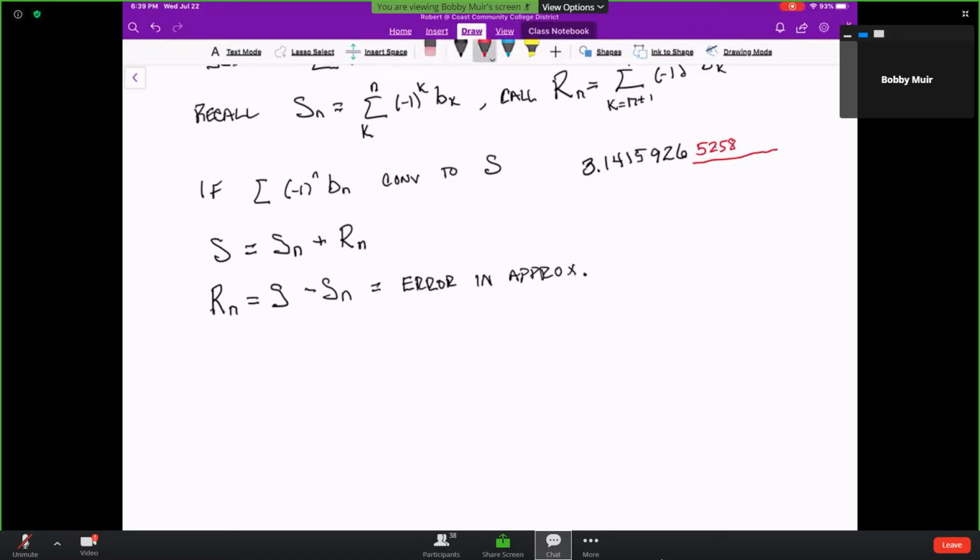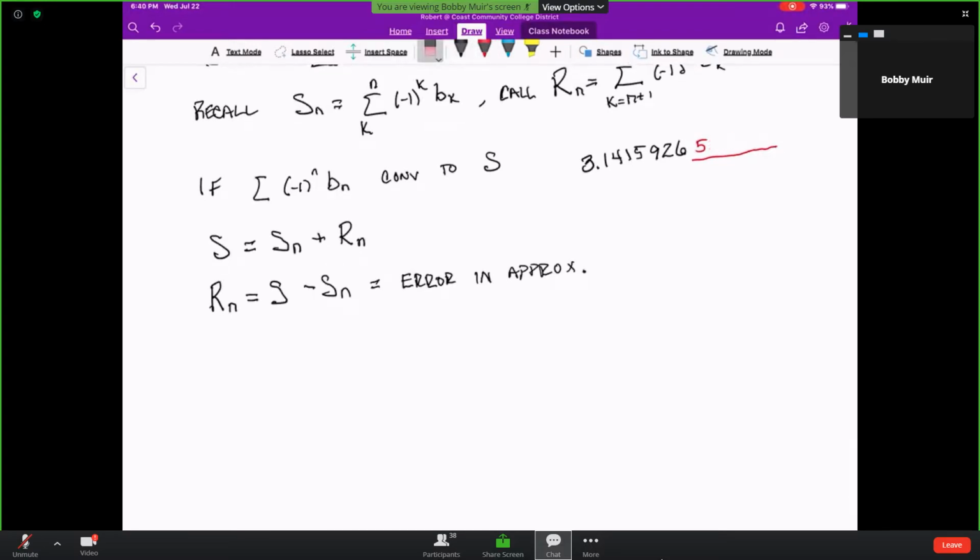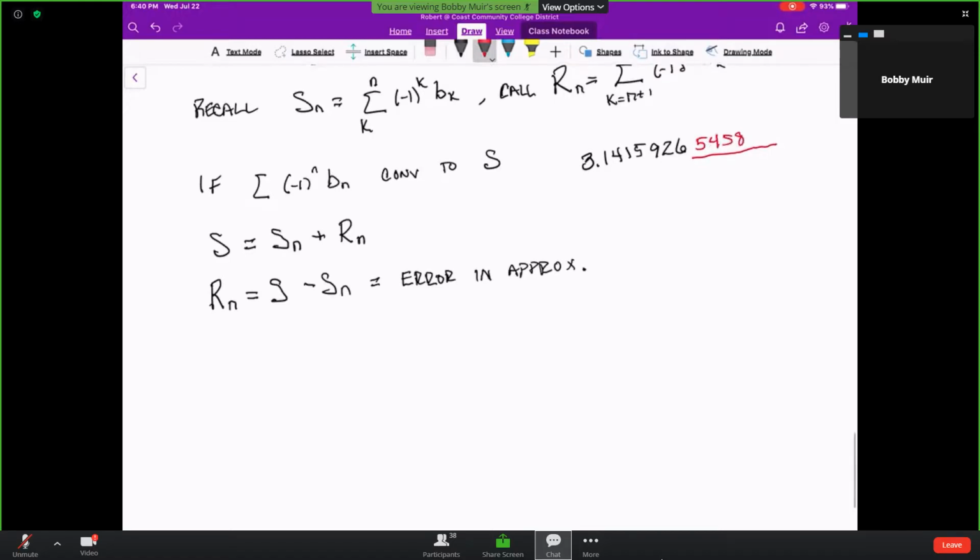Okay, so I lost the nerd-off contest then. 5, 4, 5, 8, and whatever. I learned later that our devices are going to store more digits, but they're just not going to show them to us because the display won't allow it.